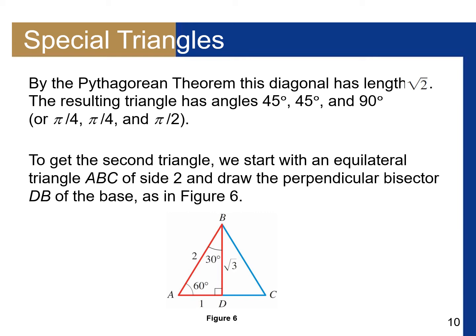To get the second triangle, we start with an equilateral triangle. An equilateral triangle, remember, has equal angles of 60, 60, and 60 all the way across here. So if we bisect the equilateral triangle straight down and make this a right triangle here, then we're creating a 30, 60, 90 triangle.